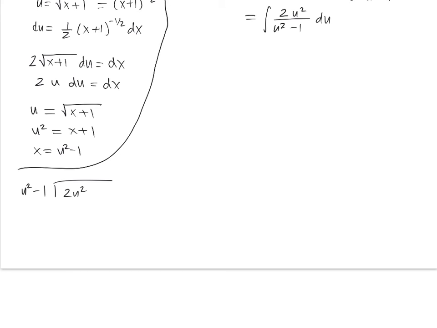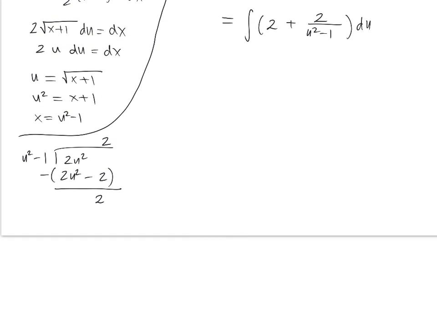So if I do this, what do you multiply u squared by to make it match 2u squared? 2. So 2u squared minus 2. Take away, what's your remainder? 2. So that's the integral of 2 plus remainder over quotient. Yeah, sorry, I said that backwards. Okay. Now what do you have to do next to the 2 over u squared minus 1?